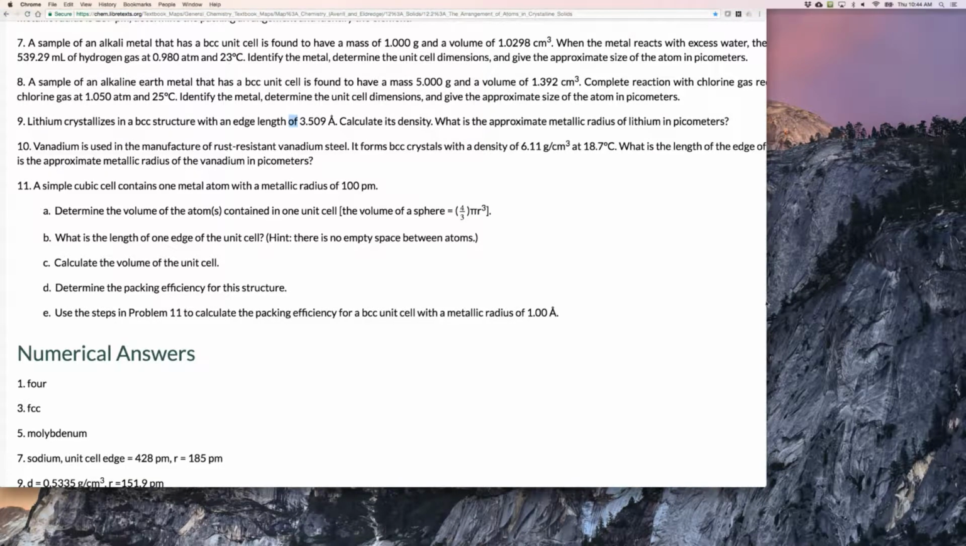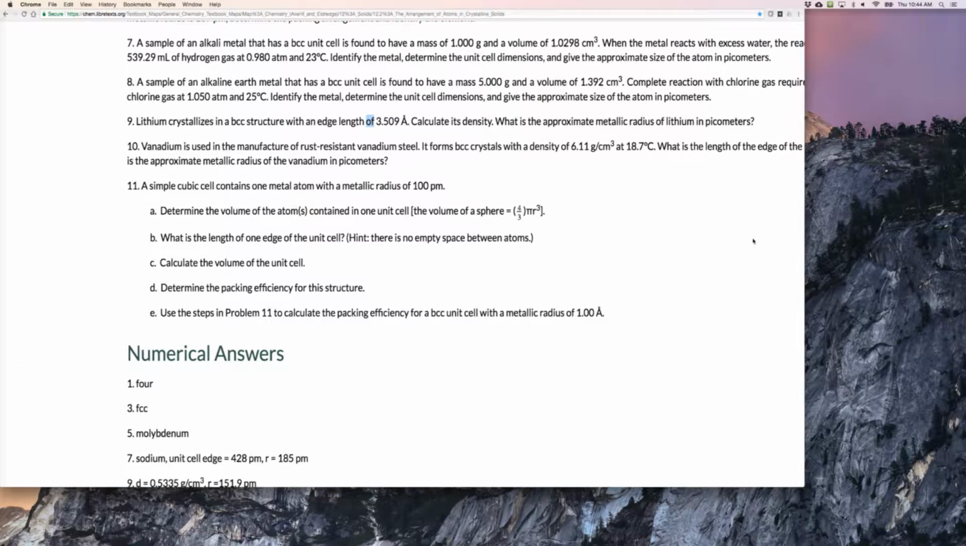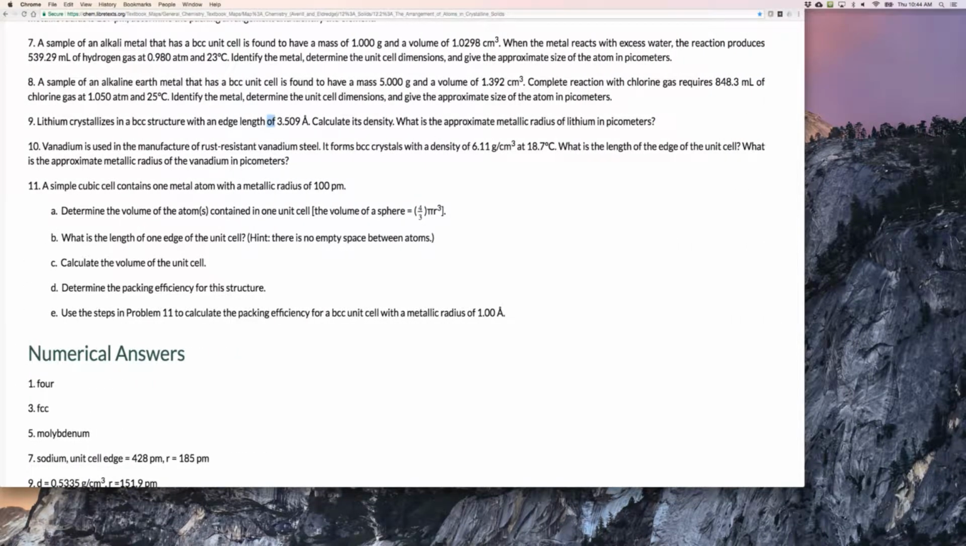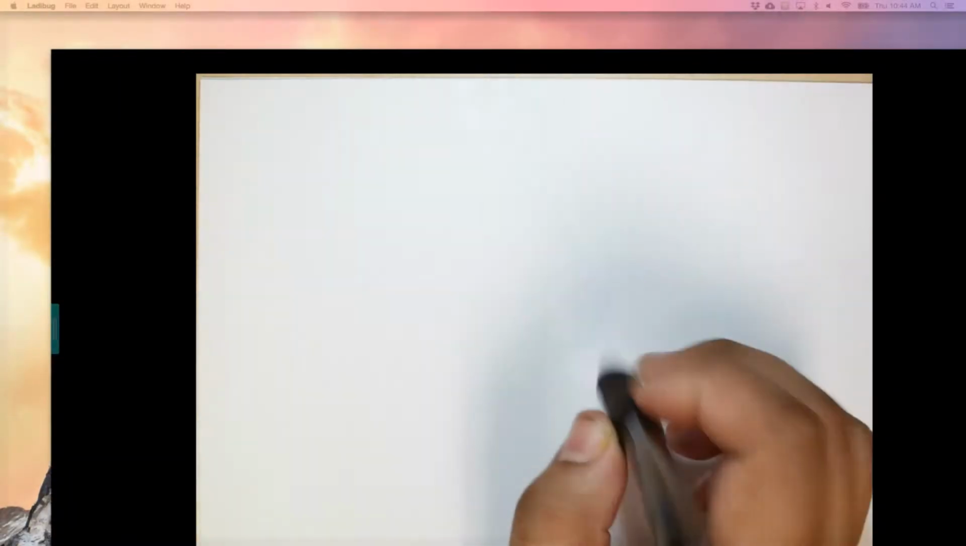They want to know what is the length of the edge of the unit cell, and I'm going to expand this. What is the length of the edge of the unit cell? And what is the approximate metal radius? What is the radius? Okay, so we got a couple different pieces of information that we need to go ahead and get written down here.